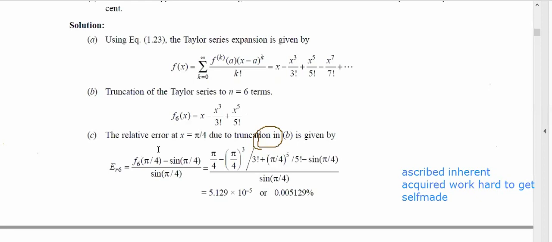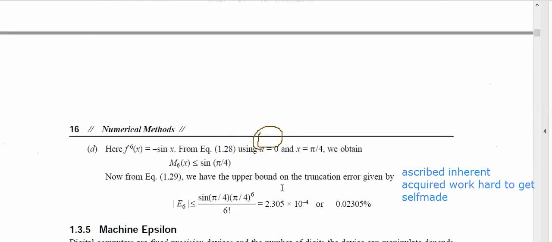The relative error at x equal to pi by 4 due to truncation in B is given. You look at here, R means relative error, 6 means 6 terms are being considered. So this is written in this way. It is evaluated like this. We have the upper bound on the truncation error given by this. To understand the truncation error.